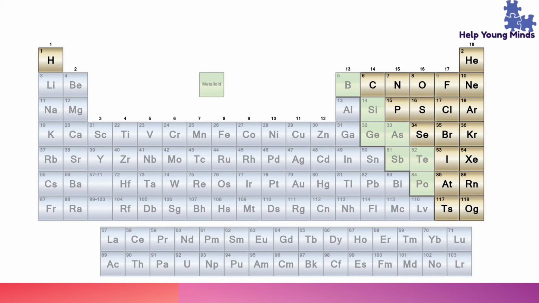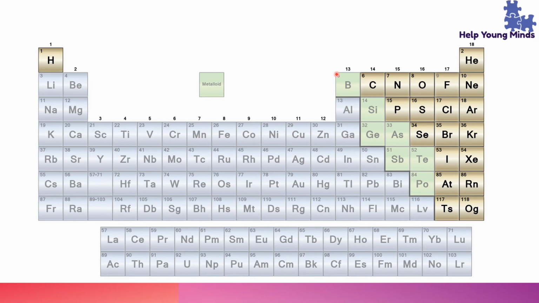Now we're going to look at the metalloids, and on this periodic table, they're shown in that green color. And I just wanted to mention, so for example, on this periodic table, boron, silicon, germanium, arsenic, antimony, tellurium, and polonium are considered metalloids, while other periodic tables might add astatine as a metalloid, or they might take out polonium and only consider the first 6 as metalloids.